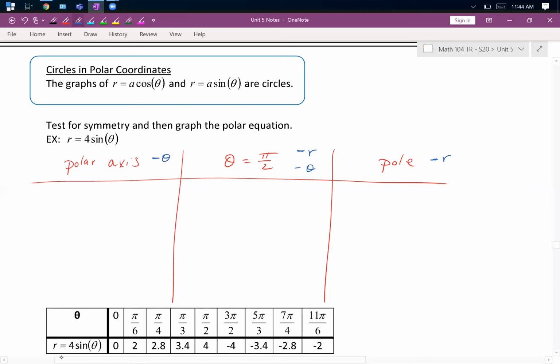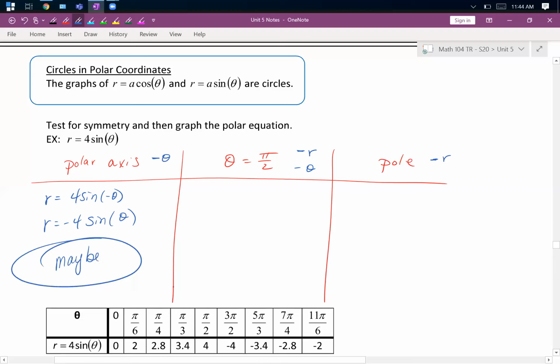All right, let's test for symmetry. I'm replacing theta with negative theta, so we get r equals 4 sine of negative theta. We're going to clean it up using our negative angle identity. We end up with negative 4 sine of theta. Is that our original? Nope. But I can't say no to the symmetry. I just have to say maybe to the symmetry, because it may or may not display that symmetry. The algebra doesn't tell us for sure.